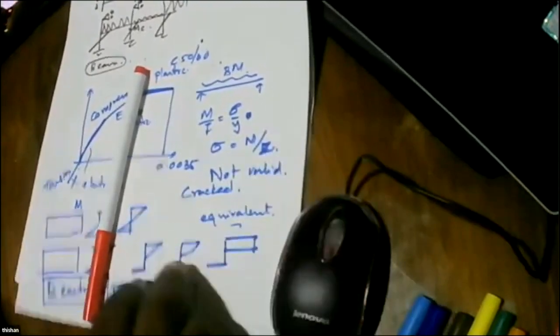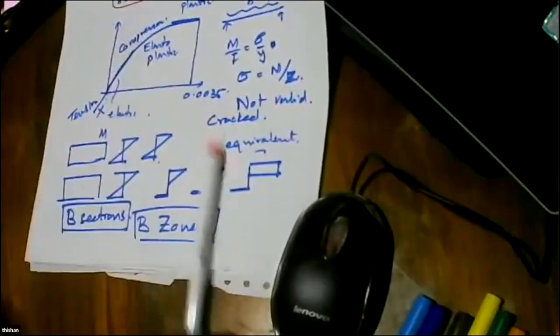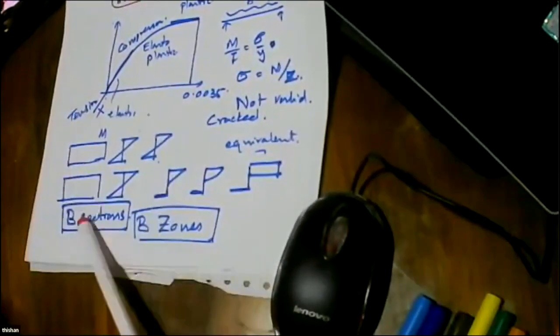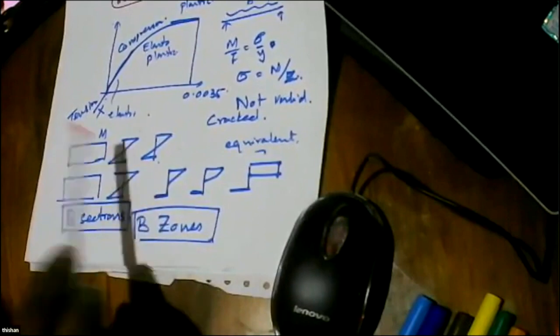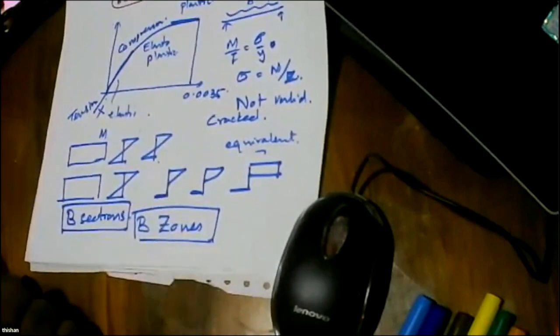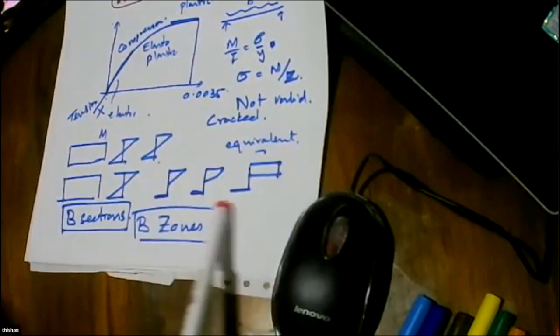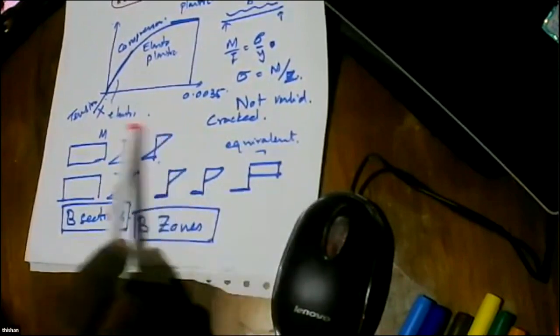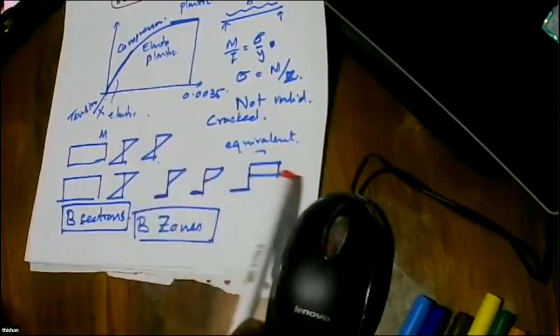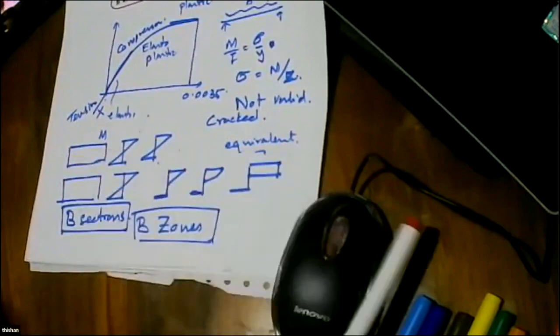Right. So now I think you can understand. Just keep in mind, if the plane sections remain plane, it's a B section or B zone. And if the plane sections do not remain plane, those will need the strut and tie method. And here, in steel, this is what happens. In concrete, this is what happens.